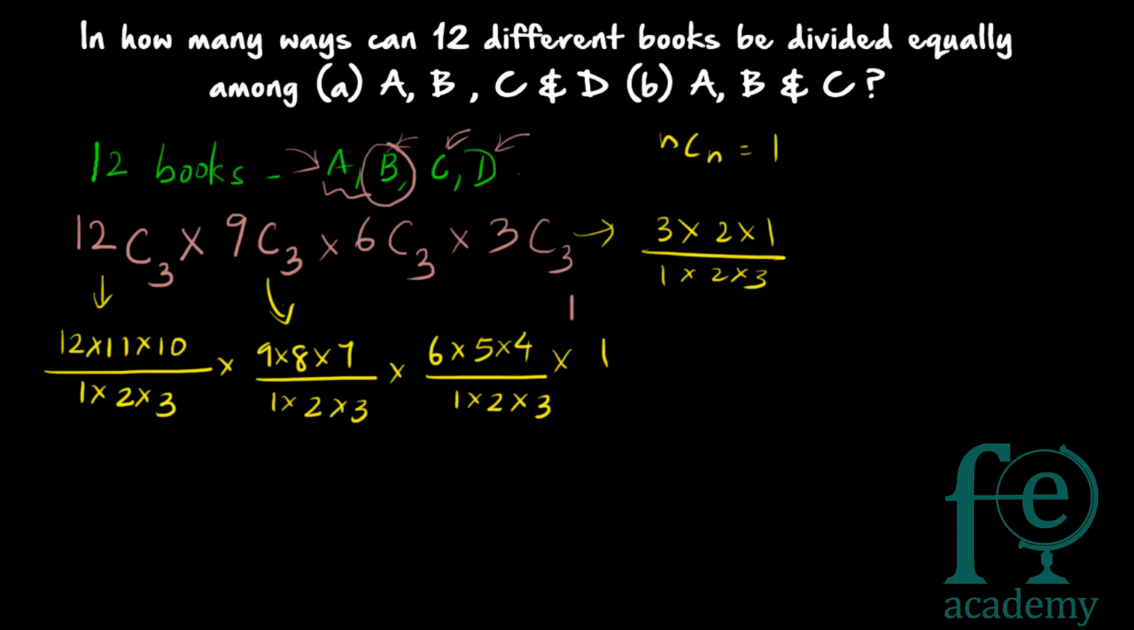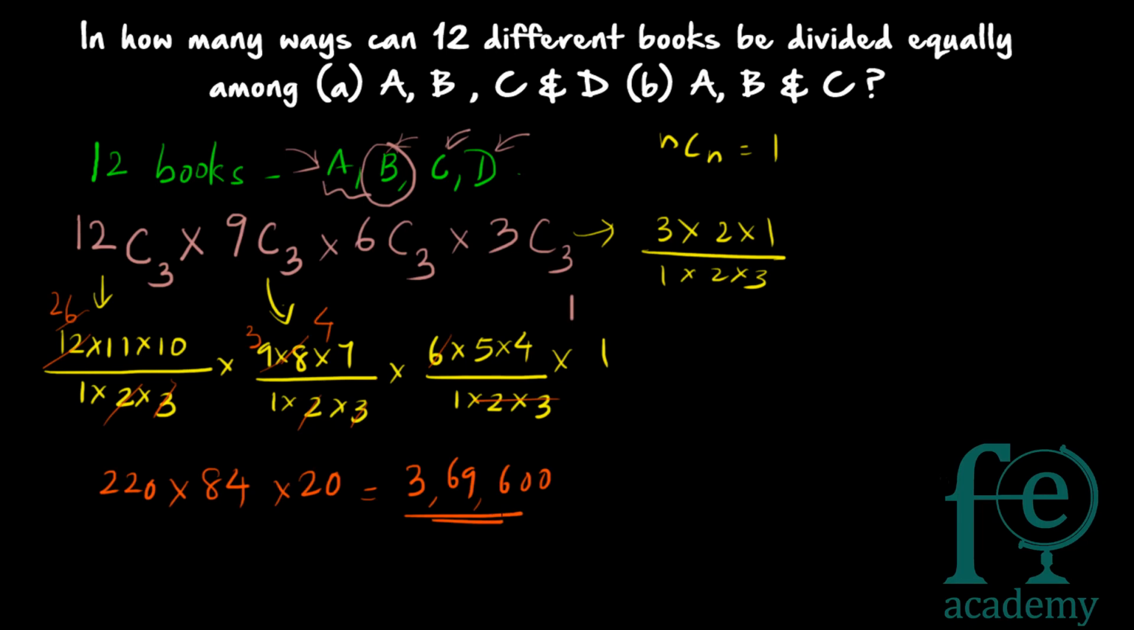So let's cancel out and find the answer. Here 6 will come, and again here 2 will come. Then 3 will come here, and 4 here. Then 3 into 2 is 6, so that will be divided. So it will be 11 into 2 into 10, which is 220. Then 220 into 4 into 3 is 12, 12 into 7 is equal to 84, into 5 into 4 is equal to 20, which will totally give you 3,69,600. So 3,69,600 ways you can divide 12 different books among 4 people.